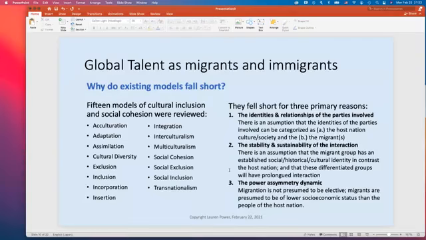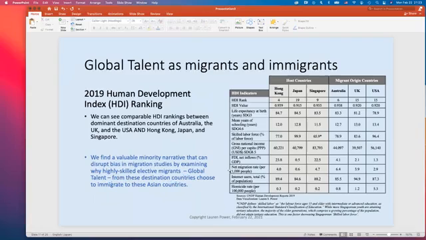Lastly, the power asymmetry dynamic. Migration is not really presumed to be elective in the main. Migrants are presumed to be of lower socioeconomic status and thereby pulled to countries or destinations of higher socioeconomic opportunity. And that's not the case for the people that I studied. So what was exactly going on? And how do I make these categorizations?